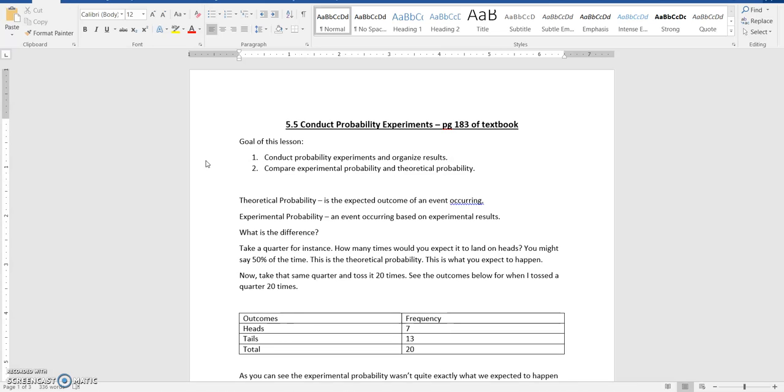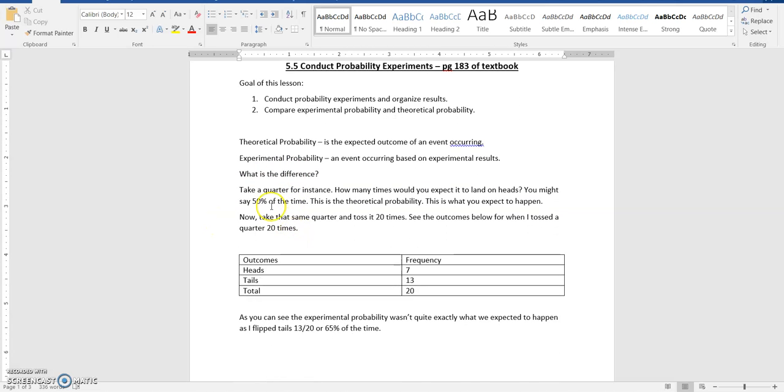probability. So there's a couple things that you need to know for this lesson, and basically you need to know that theoretical probability is the expected outcome of an event occurring. So this is what we've been looking at so far in this unit. We've been only talking about theoretical probability, what we think is going to happen. The difference is that experimental probability is an event occurring based on the actual experimental results.